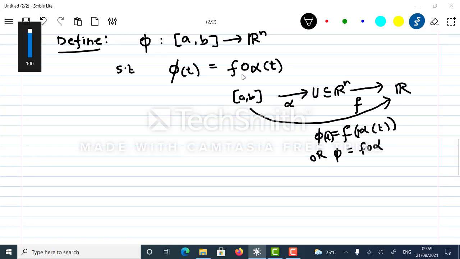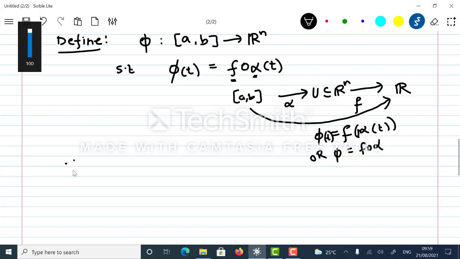So phi is equal to f composed with alpha, basically. It is given that f is differentiable, and alpha is differentiable because it is a smooth parameterization for C, and being a parameterization it has to be differentiable. So the composition of two differentiable functions is differentiable. That would imply that the function phi is differentiable.